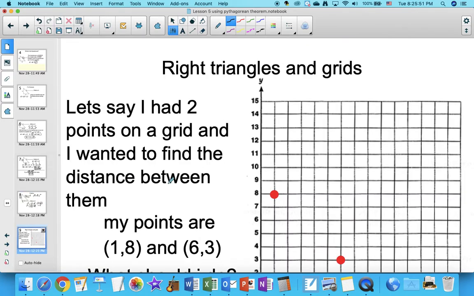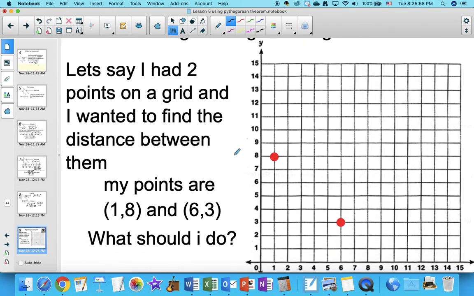So now we're going to take a look at a couple grids. This is another type of question you'll run into. So let's say I had 2 points on a grid, and I wanted to find the distance between this point and this point. My points are 1, 8, so 1 on the x, 8 on the y, and 6 and 3, so 6 on the x and 3 on the y.